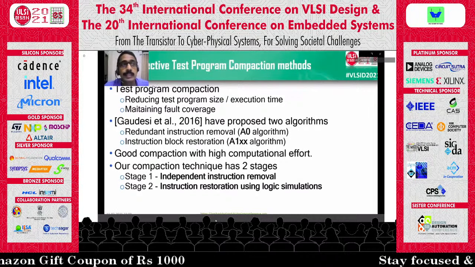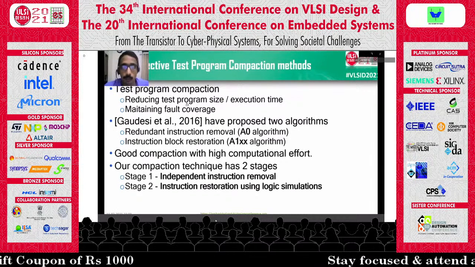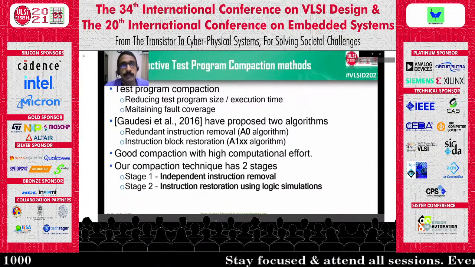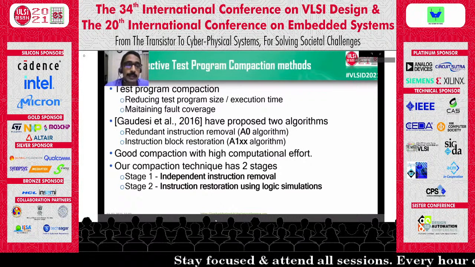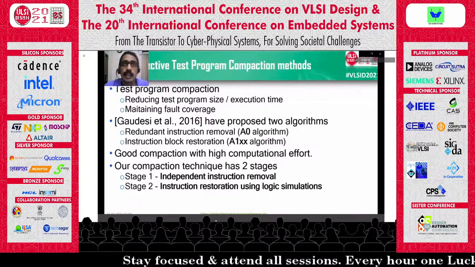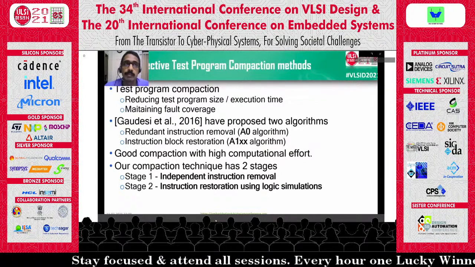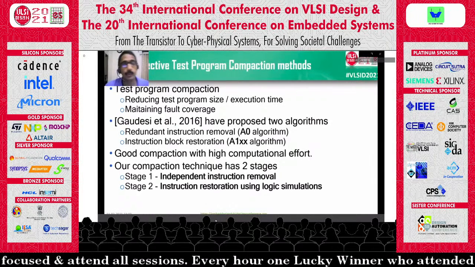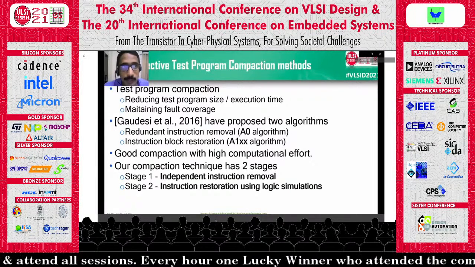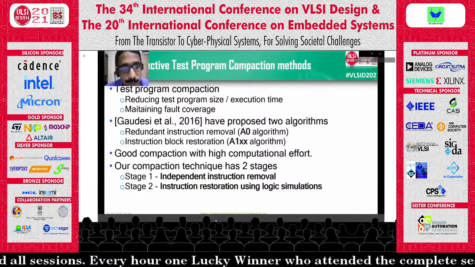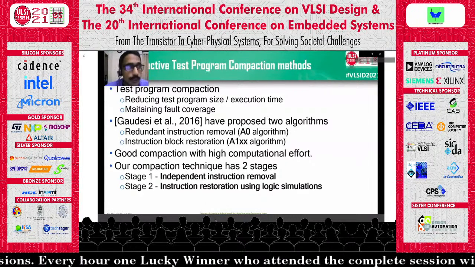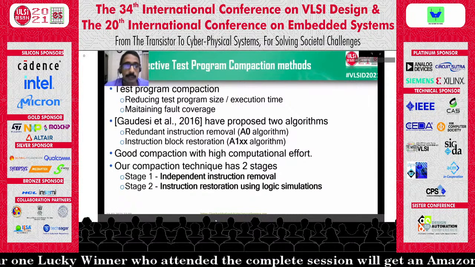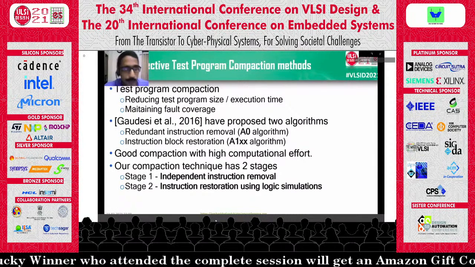SBST delivers at-speed testing for modern complex processors. So at-speed testing is a very important factor for SBST. To deliver this at-speed testing, we need smaller test programs with lesser execution time. So test program compaction is a very important factor in the SBST life cycle. Also, we need to maintain the fault coverage that is given by the test program, along with reducing the test program size or execution time.